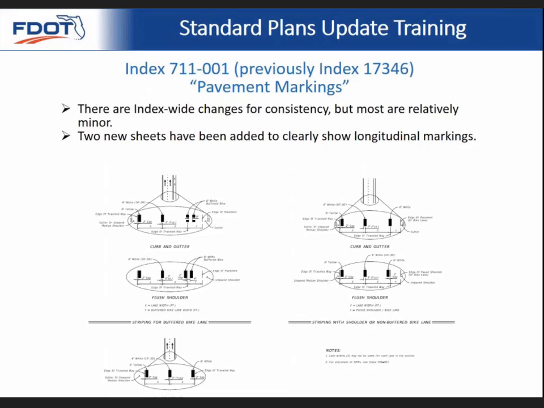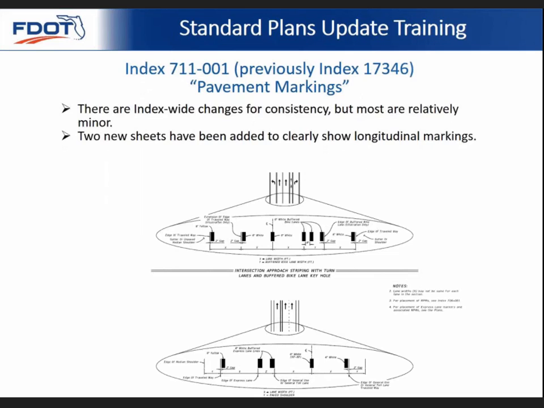So this is showing how to place the lines longitudinally, what the distance is from the edge, how they relate to joint lines. And this section sheet here is showing for buffered bike lanes and also additionally the express lane striping.